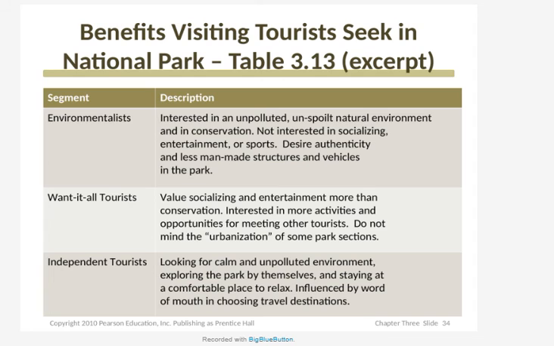تمام؟ في مثلا independent tourists, they are looking for calm environment or exploring. Another kind of tourist is looking for sports. Another kind of tourist is looking for an unurbanized section of the park. تمام؟ وهكذا. So different benefits from consuming the same product. That's why we are calling it benefits sought.